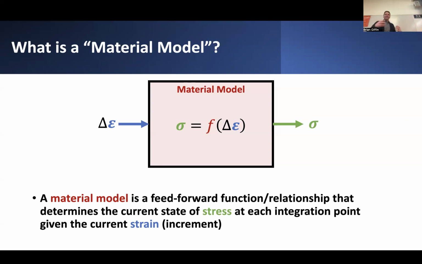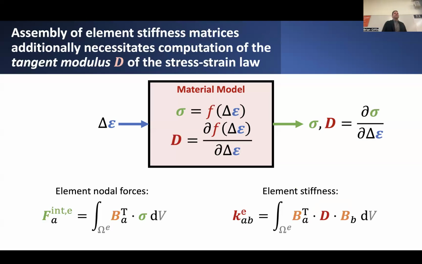Certainly, there are simple ones like basic elasticity and other things like that, but you can certainly program in a great deal of complexity into these models. So really, that's all a material model is. It's just this function, this feed-forward relationship that takes a strain increment and gives me back the current stress in the material. Now, besides that, I might also want something else.